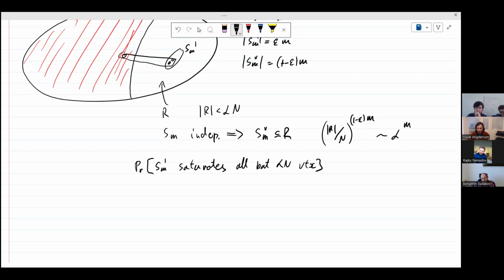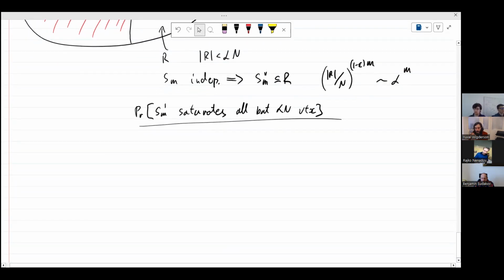So this probability cannot be too small, because if it is always at least, say, 1 minus alpha m, then overall I get a probability which is too good to be true. So this probability has to depend on the independent set of my hypergraph. And estimating the probability that S_m saturates almost everything doesn't seem to be any easier than the original problem. Okay, that's the first attempt. That's the general intuition. Let me now give you a slightly more accurate description of what's going on.